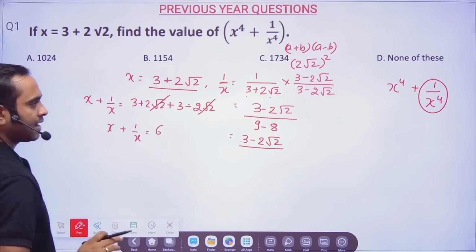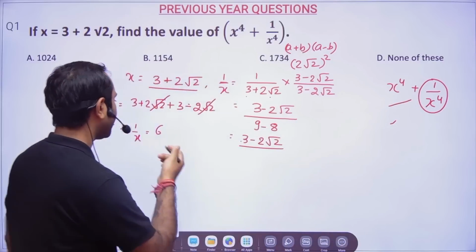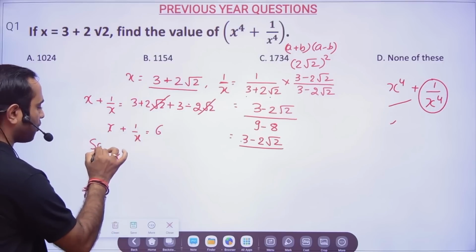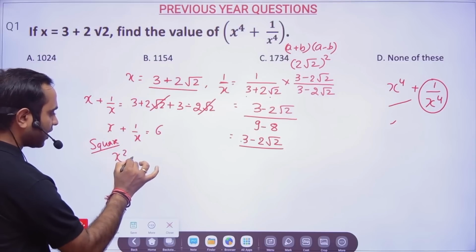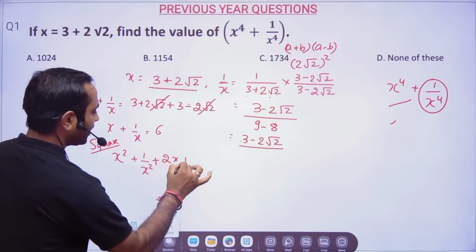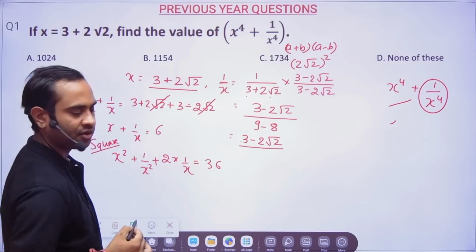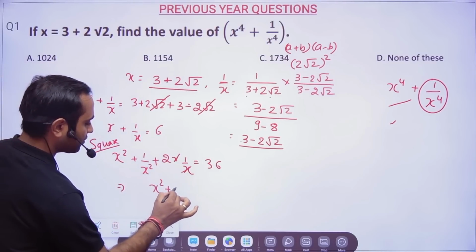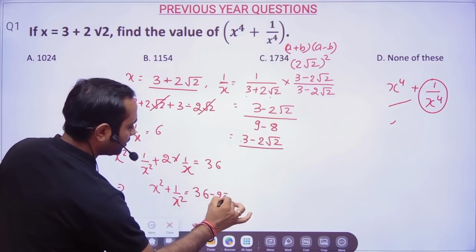Now as I need the power 4 here, we will go step by step. First we will make a square of this. So a plus b, squaring both sides: a plus b whole square is a square plus b square plus 2ab, equal to this side also squared, 6 square is 36. Now x and 1 by x cancel in the middle term. So x square plus 1 by x square is 36 minus 2, which is 34.